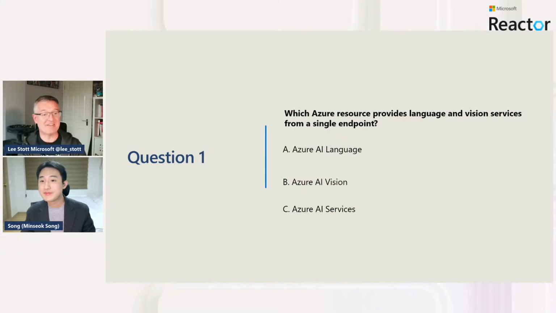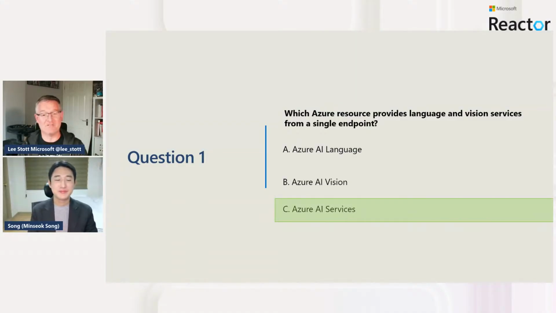Awesome. It looks like everybody's been listening to a song, which is really good. Thank you, everybody, for actually listening to us. And the correct answer is C. So yeah, you're all correct if you said Azure AI Services.